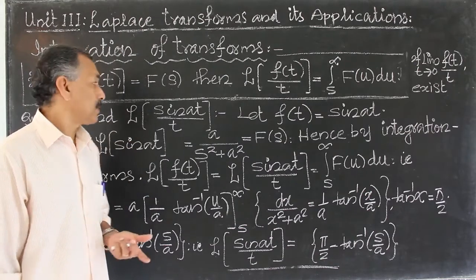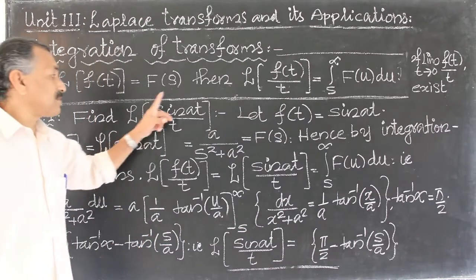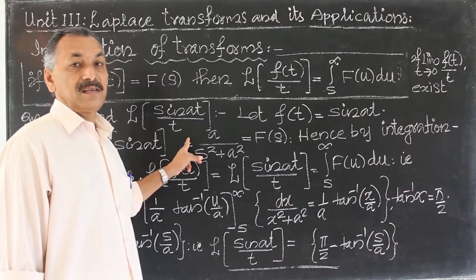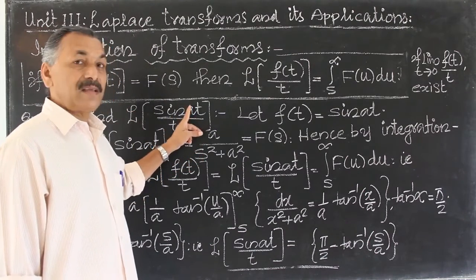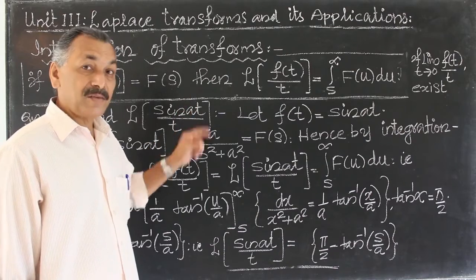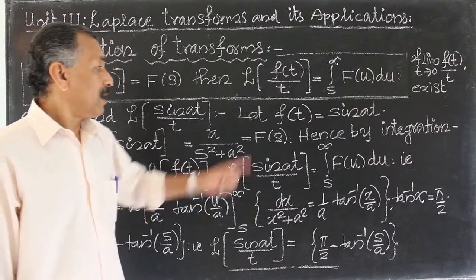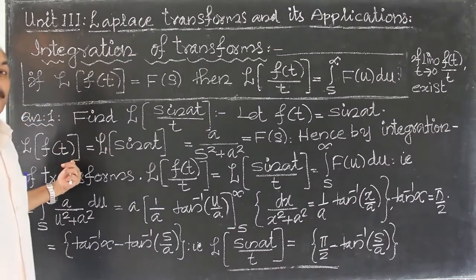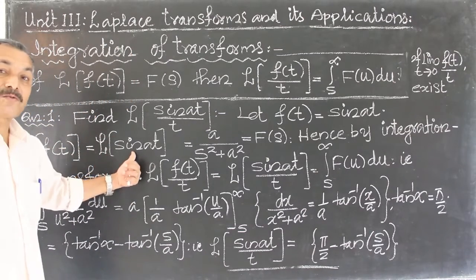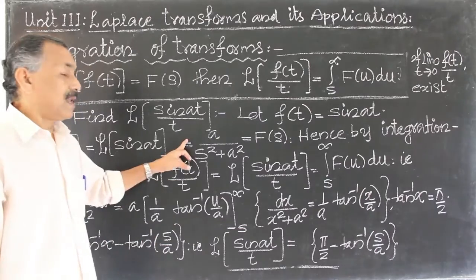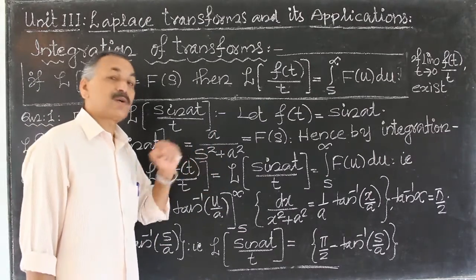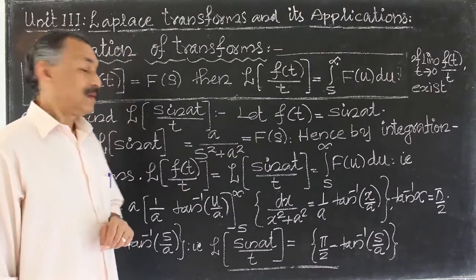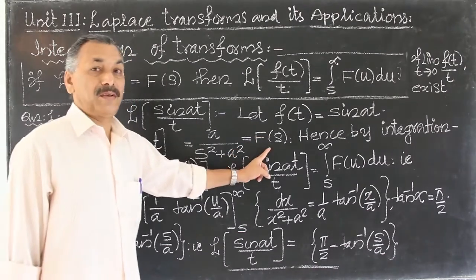Now consider this problem. Find the Laplace transform of sin a t by t, that is f of t by t. If we take this as f of t by t, then what is f of t? Let f of t be equal to sin a t. What is L of f of t? The Laplace transform of sin a t is equal to a divided by s square plus a square, which is F of s.